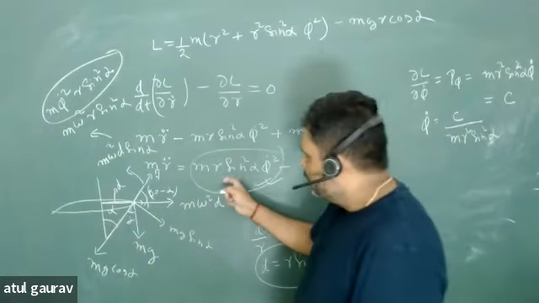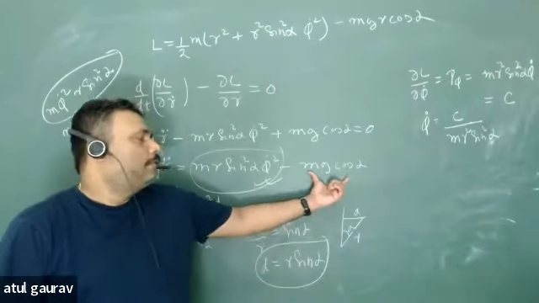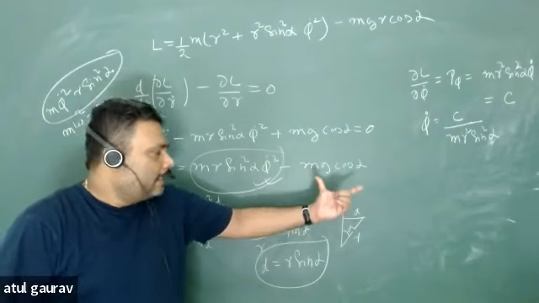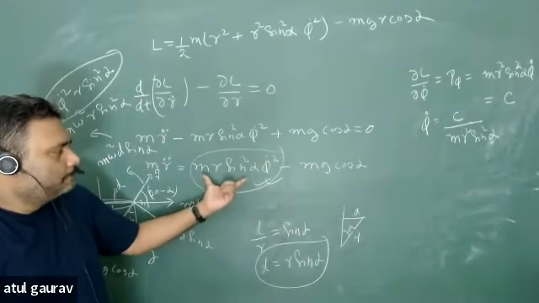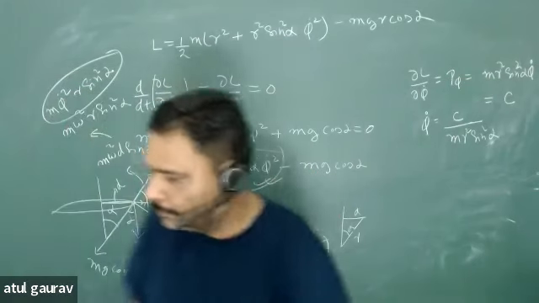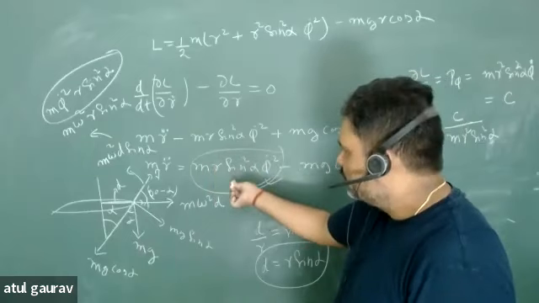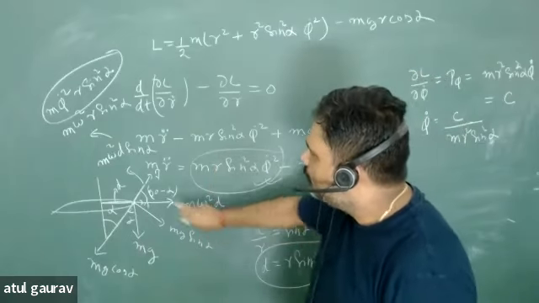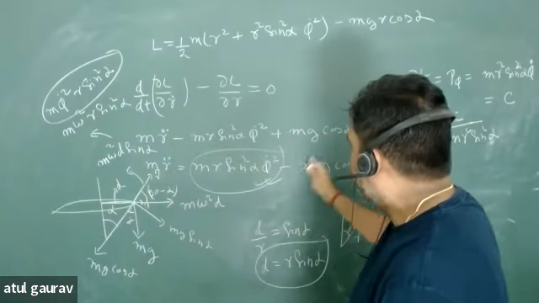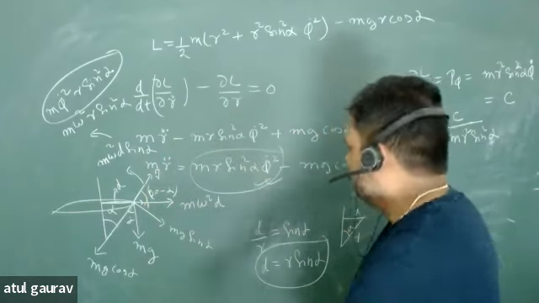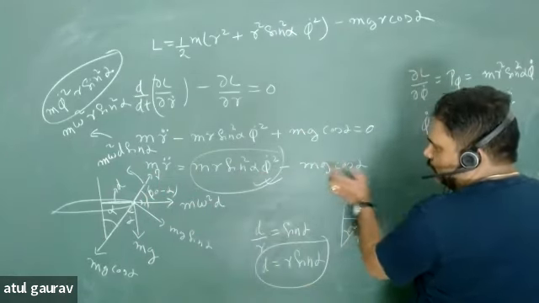So what is this term? Somebody explain this. This is the component of weight in the r direction. What is this particular thing? This is the component of centrifugal force along the r direction, positive r direction. And this one is in the negative r direction. Now you can see this is a constant term. M is constant, g is constant, alpha is constant.